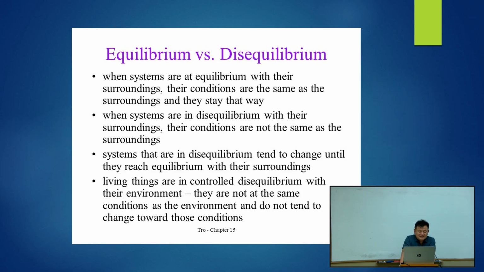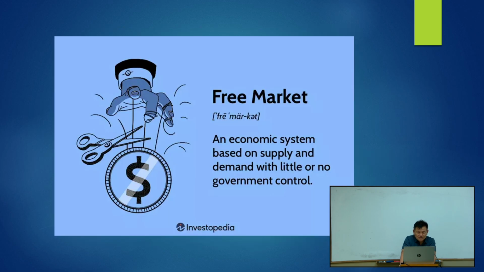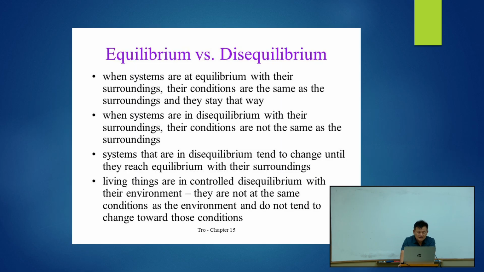Also, living things are in disequilibrium with their environment. They are not at the same conditions as the environment and do not tend to change to these conditions. It means the demand, more supply, more equilibrium, and then a price. This is only a theoretical condition, a theoretical environment.